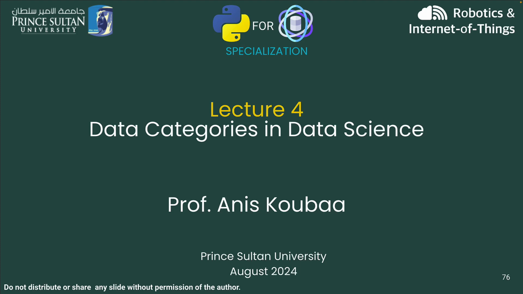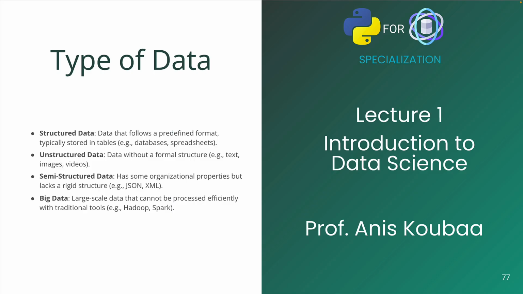This is lecture number 4 and the last lecture in the introductory chapter, Introduction to AI and Data Science. And today we're going to talk about the different types of data and categories in data science. So let's get started.